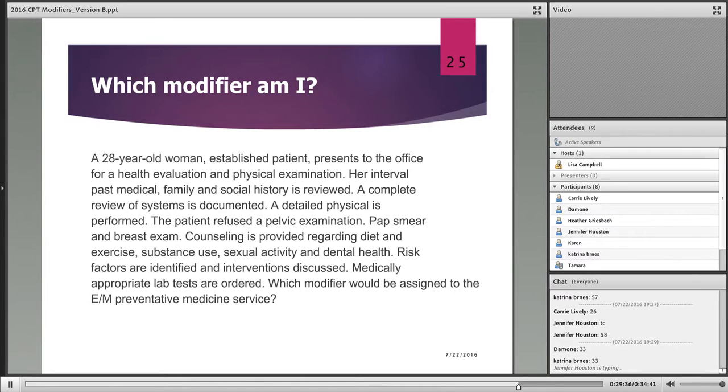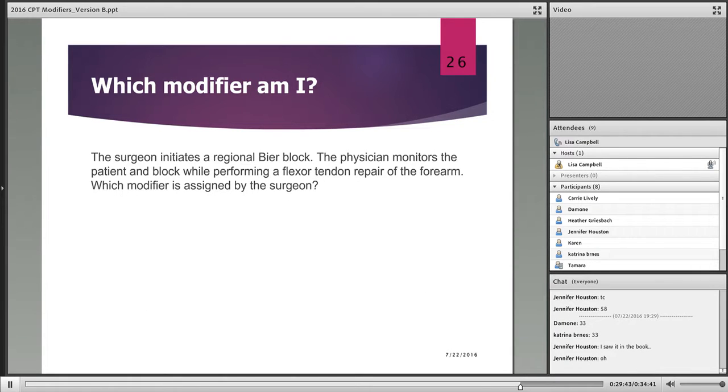33? Okay. All right. The surgeon initiates a regional block. The physician monitors the patient and the block while performing a flexor tendon repair of the forearm. Which modifier would be used? Correct. Anesthesia by a surgeon. That is correct.